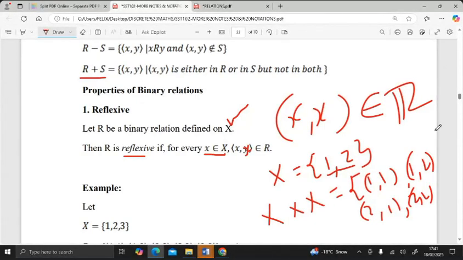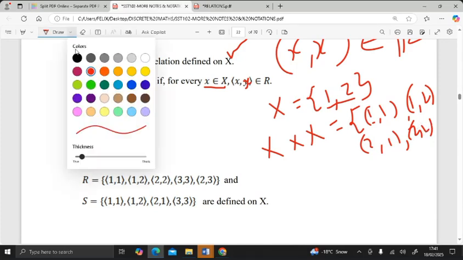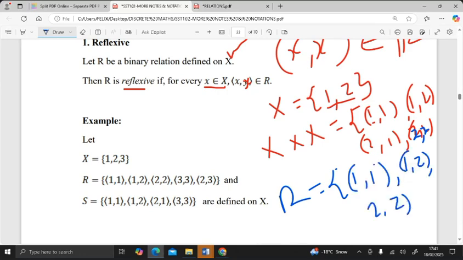X cross X here consists of all the ordered pairs. Look at this here: (1,1), (1,2), (2,1), and (2,2). If you remember, this is what we call a universal relation.